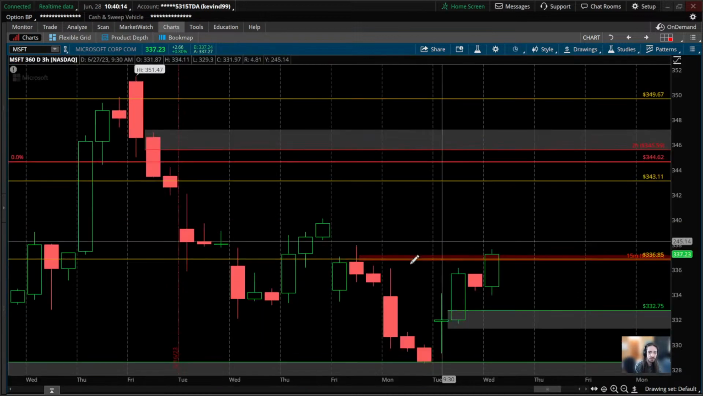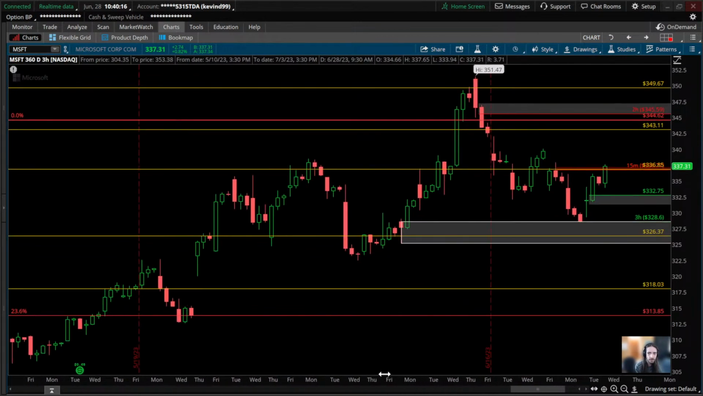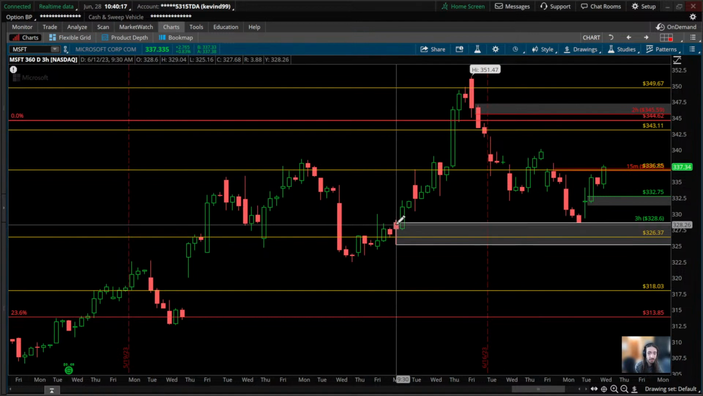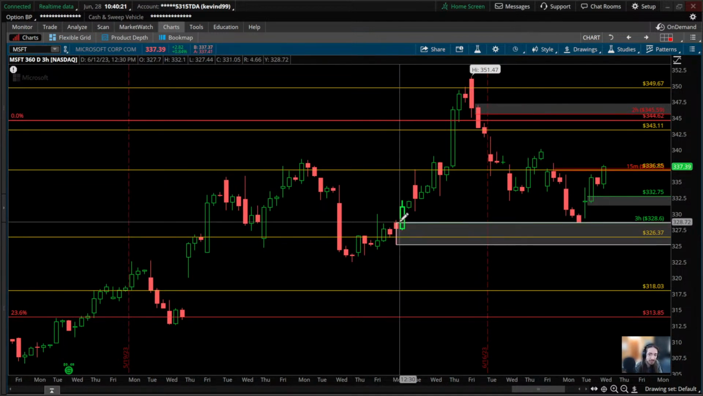And remember too, guys, this 3-hour, for example, this is just an example. This 3-hour zone right here was a strong zone. The candle itself, beautiful. Can't get any more clean than this candle right here.